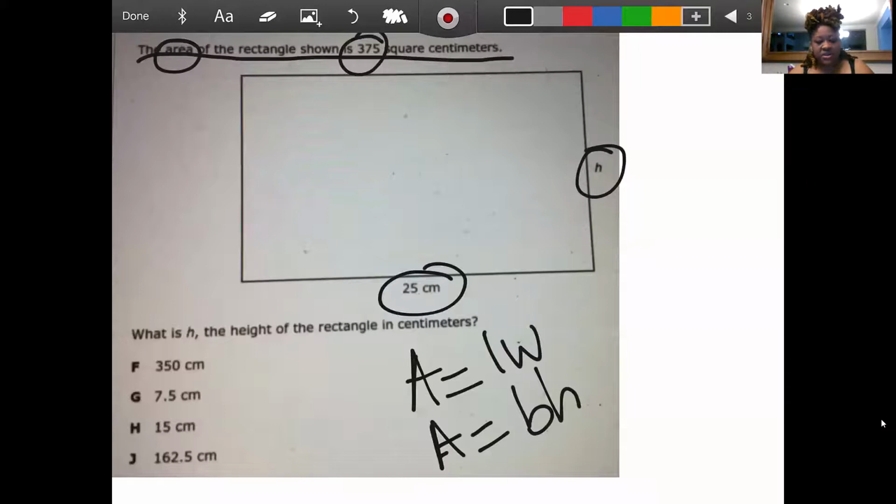All right? So go ahead and do that problem and you should be just fine. You're solving for H. But make sure you plug in the area and the base and you set your problem up correctly using this formula.